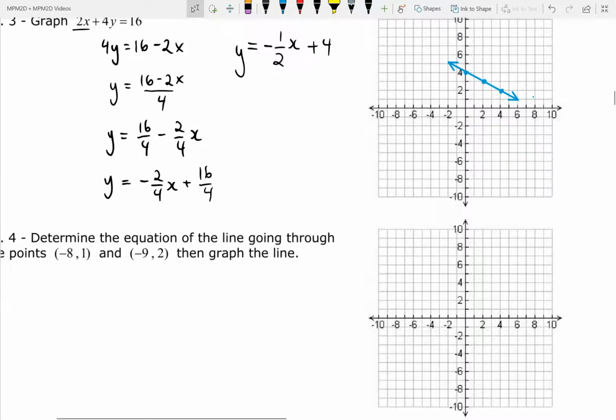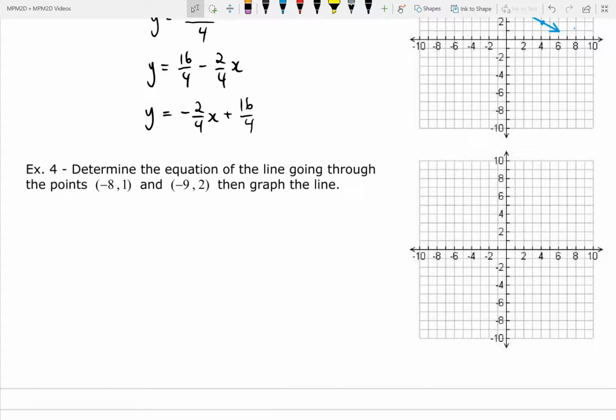Now let's look at one more example. Determine the equation of the line going through the points negative 8 and 1 and negative 9 and 2, and then graph the line. So negative 8 and 1 is right about here in my grid, and negative 9 and positive 2 is right here in my grid. Okay. Now you can see that from this point to this point I have a slope of negative 1.